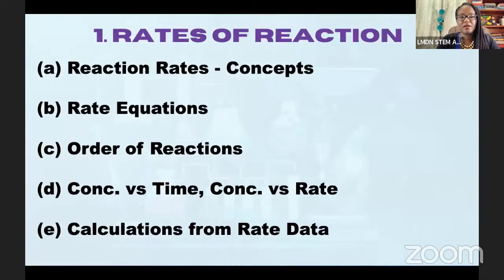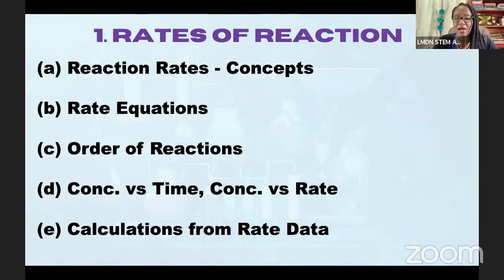Under rates of reaction, we can very broadly divide it into these subheadings. You have reaction rates, the concepts around a reaction rate: what do we really mean when we say a reaction rate? Then you have rate equations that you can write from data that you obtain. And then there are orders of reaction. We typically say a reaction is first order with respect to something, zero order, second order, and that tells us what reactant dominates that reaction.